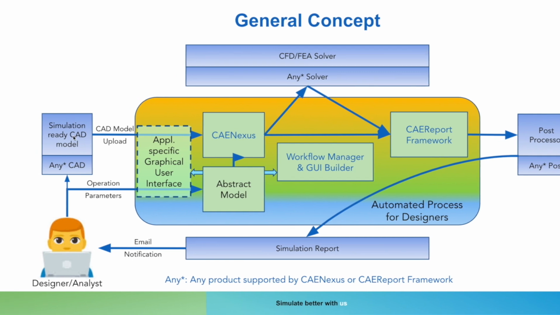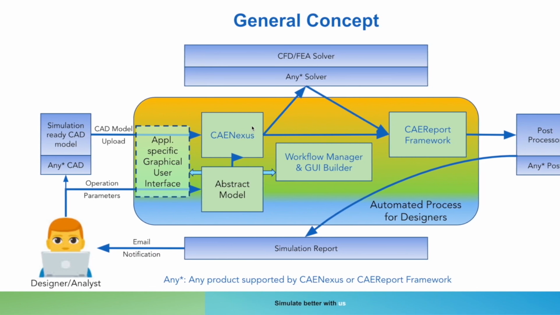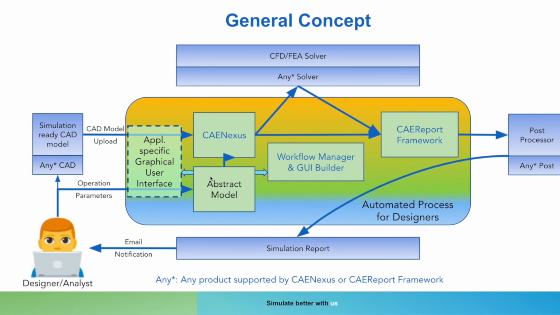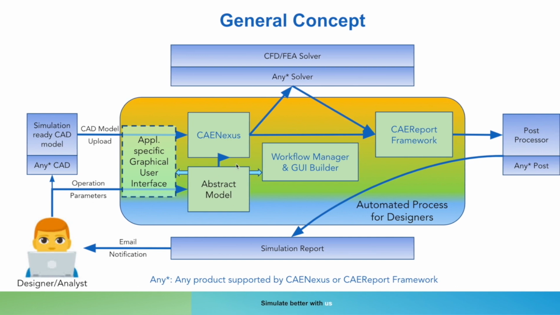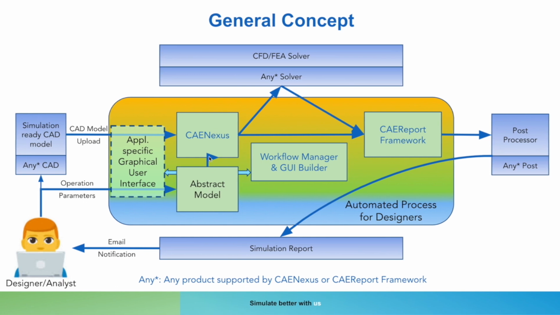It will start with a simulation-ready CAD model, which is a basic CAD model informed by some simple text strings coming from the abstract model, string parameters that are attached to the CAD model. Now, a user will upload that CAD model through, in our case, ESA, which is a browser-based web app, and it will automatically integrate with CA Nexus, which will take that model together with the abstract model, which is where all the physics is captured in a geometry-independent way that can be reused multiple times.